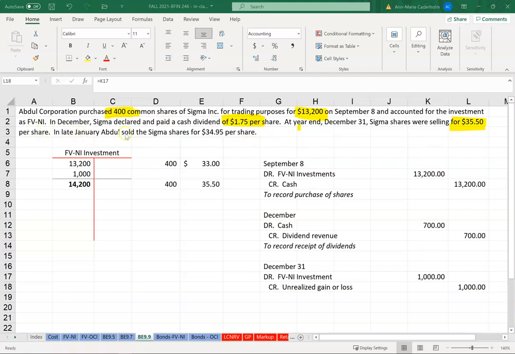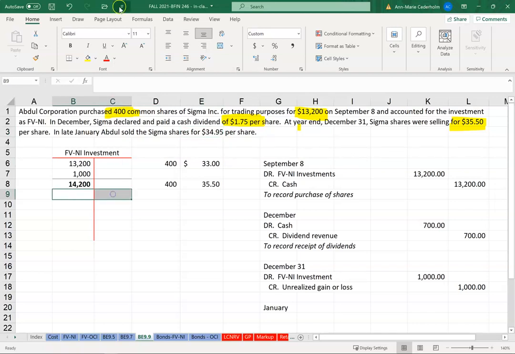So now in late January, it says that we sold the Sigma shares for $34.95. Let's see here. I'm going to do this in two steps. It really just is a bookkeeping thing. You could just remove whatever you last reported in your investment account and then record the difference as your realized gain or loss. Or what we can do is bump up the investment to the share price and then we can derecognize it. I just want to be consistent when I do it, so I'm going to do it that way.